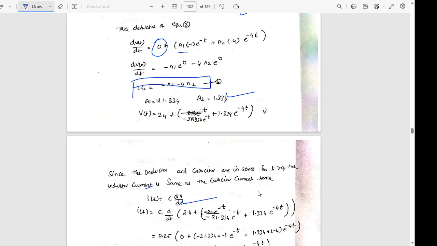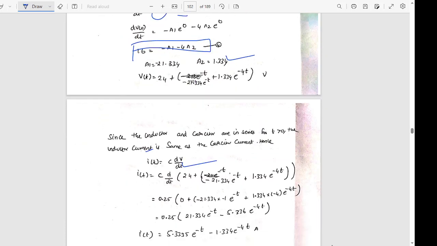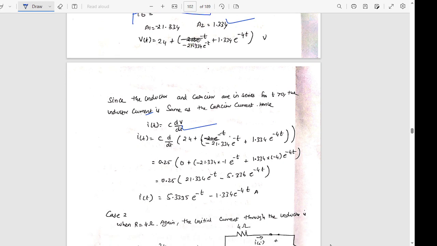So I of t equal to C d by dt of the voltage value, which is to be substituted. Differentiate the equation with respect to t, and I will be getting the current I of t. Just go through this differentiation process.